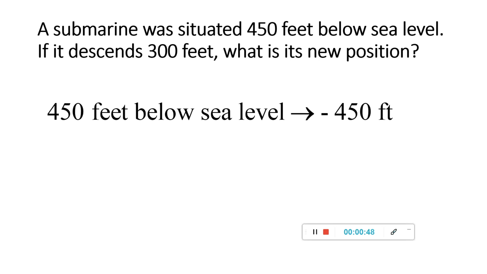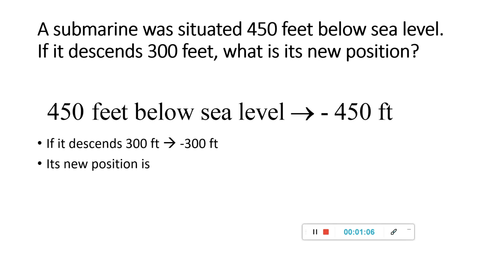Then we know that the submarine descends 300 feet. If it descends, we can represent that quantity as minus 300 feet. So in order to get the new position of the submarine, we can do this calculation: minus 450, that was the initial position, minus 300 equals minus 750 feet. So the answer of our problem is minus 750 feet.